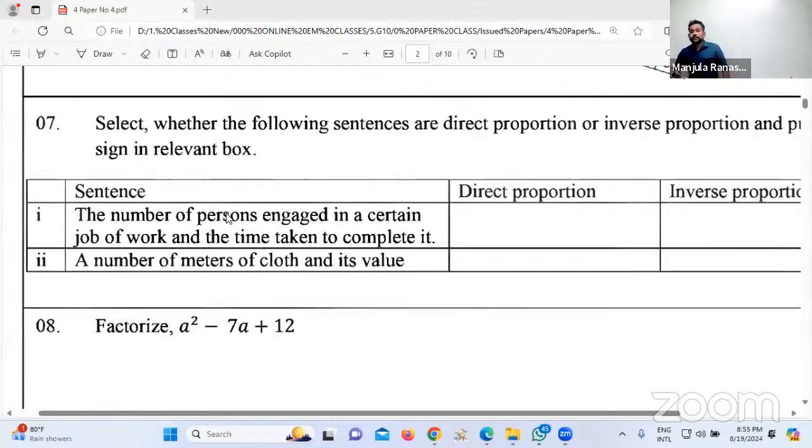Direct, right? Now check the number of persons engaged in a certain job of work and the time taken. So what are the quantities here? Number of persons and the time taken. If the number of persons gets more, the time taken gets less.